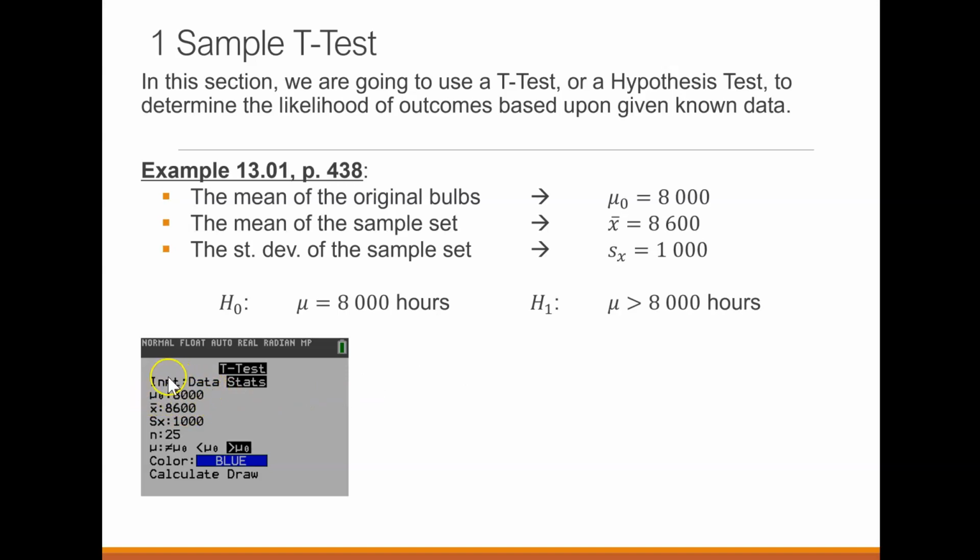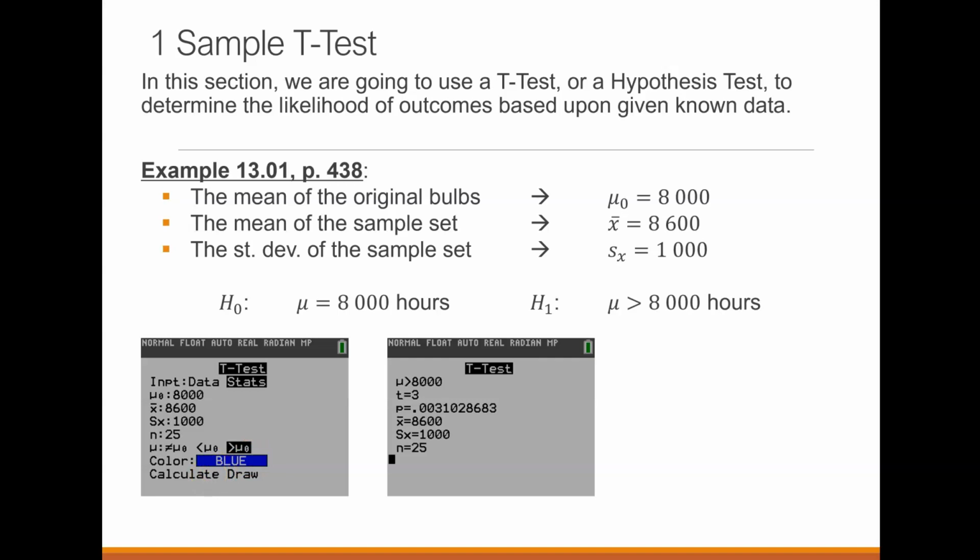For our null hypothesis, we're going to enter 8,000. Our sample mean is 8,600. Our sample standard deviation is 1,000. We took 25 samples in the problem. And our alternative is that this mean is greater than the 8,000 hours. So we're going to change our option to the greater than. If you have the old calculator, you may not have the color option there, and it doesn't matter what color you pick. After this, you can go ahead and hit calculate. And your calculator should output this information for you. Everybody okay?